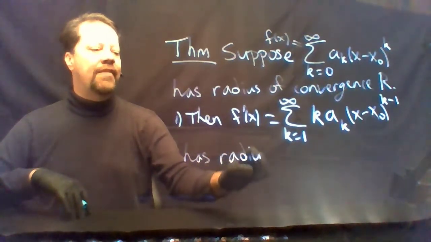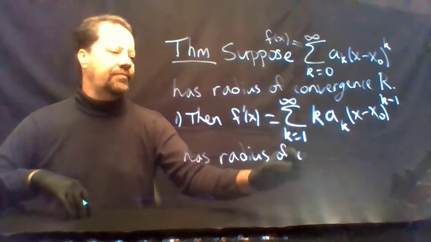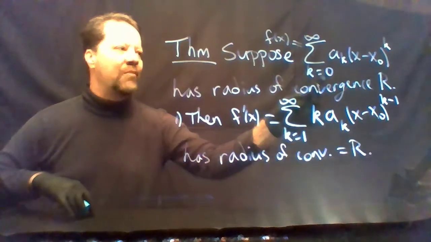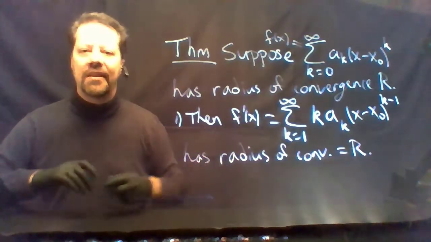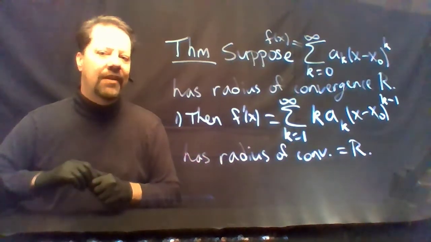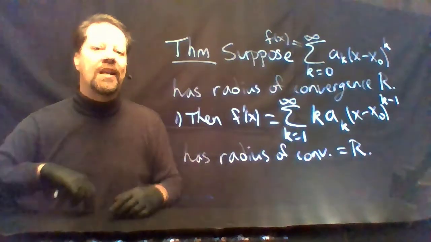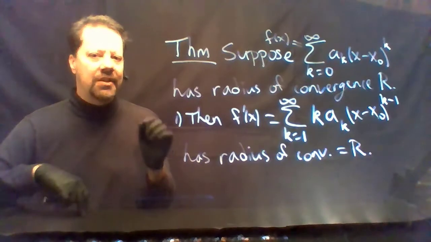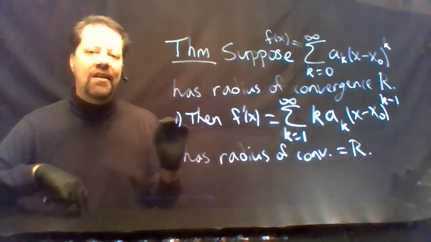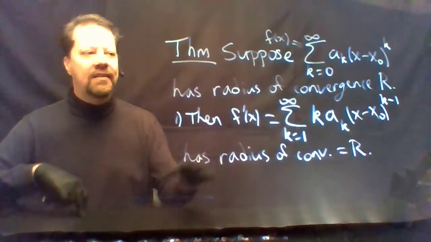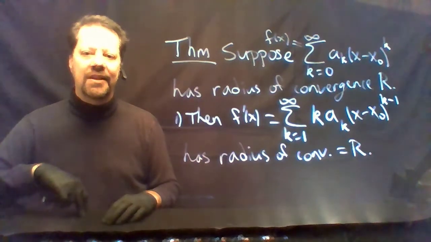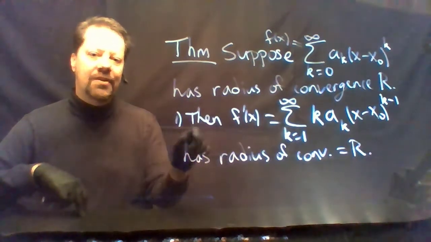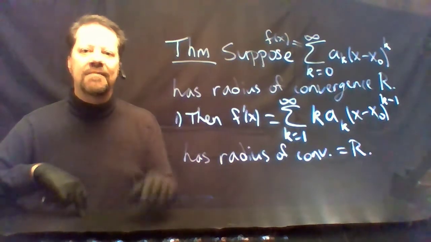The derivative has radius of convergence equal to the same radius of convergence as the original series. Taking the derivative gives you the same radius of convergence. The interval of convergence might be changed a little bit. You may or may not converge at an endpoint compared to the original series, but at least you know it will converge on an interval having the same radius.